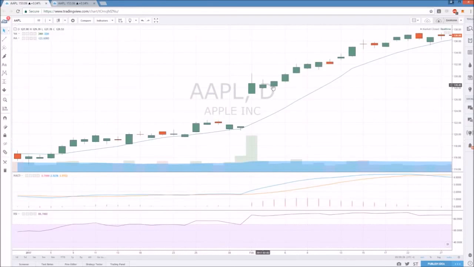So on the daily time frame, the high of this second inside bar was at 129.19. As soon as we break 129.19, that is the bull signal for entering a trade, and then we see the follow through to the upside.